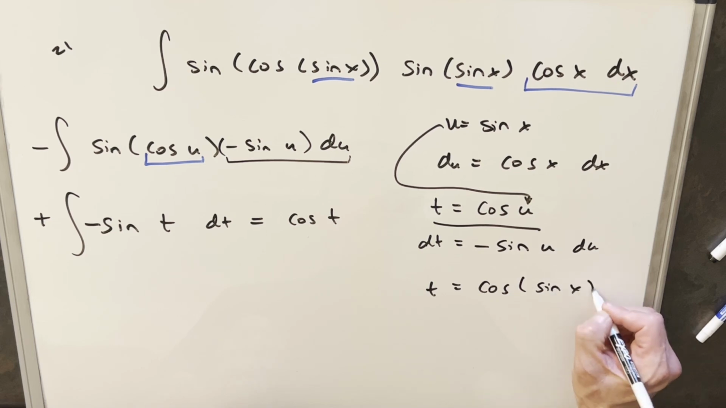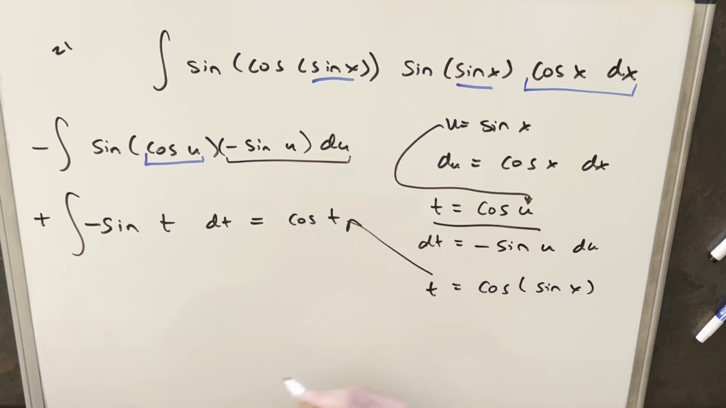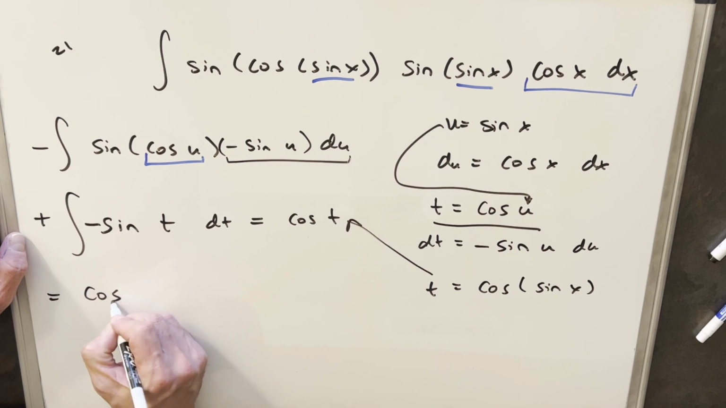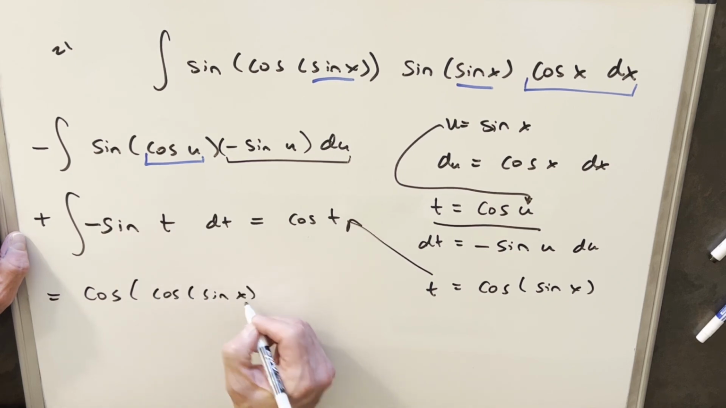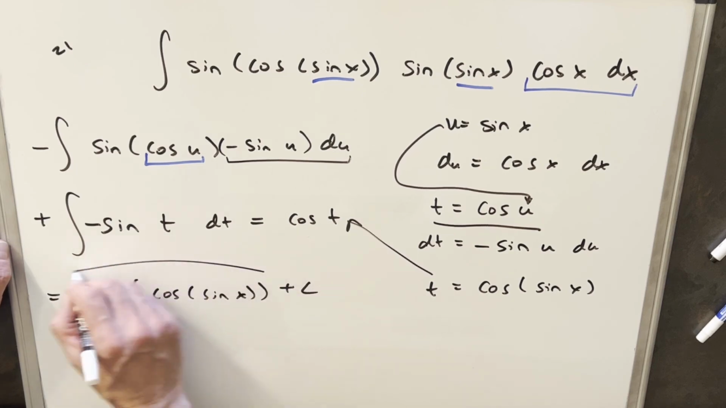This is going to be sine of x. And now I'll plug this in. So for our final solution, we're going to have just cosine of sine of x. Put a plus c on there, and that's it.